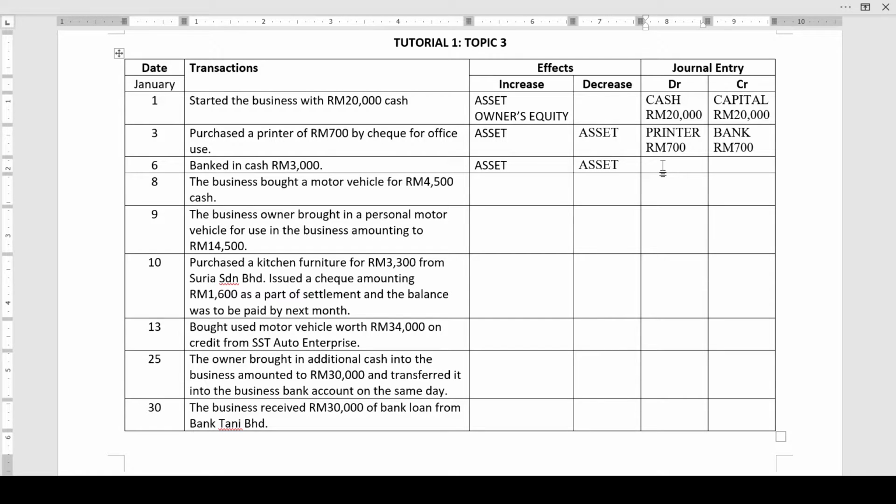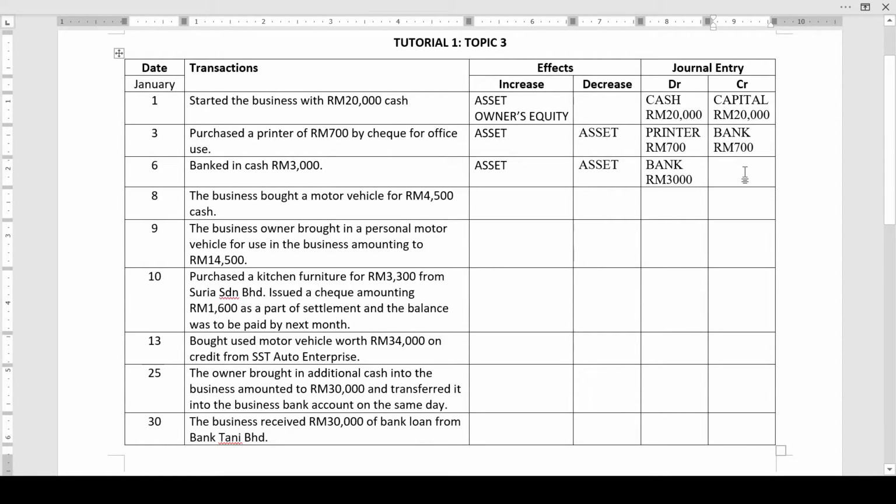And at the same time there is a decrease in asset. Which asset account decreases? Cash in hand. In short we call it cash. So decrease in asset, debit or credit? Decrease in asset is credit. Credit cash.